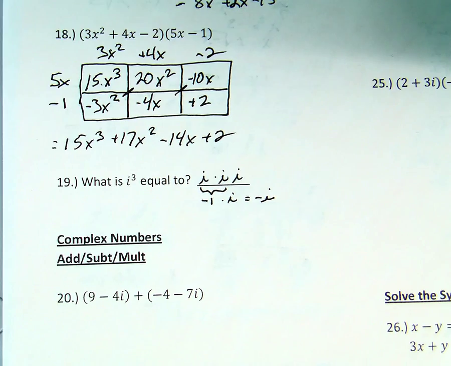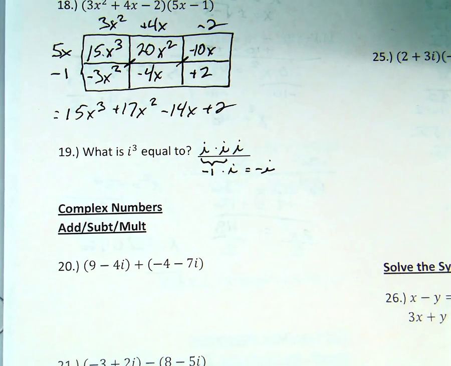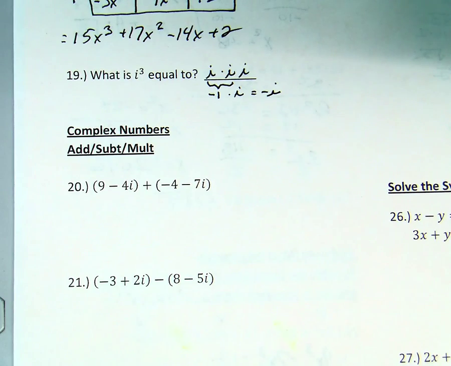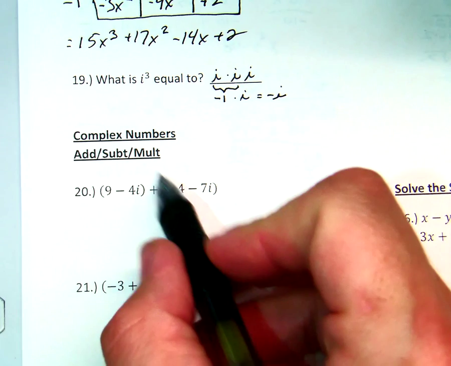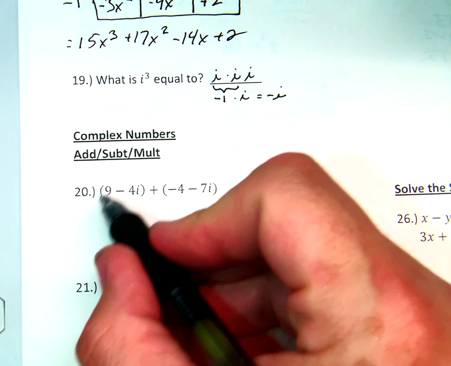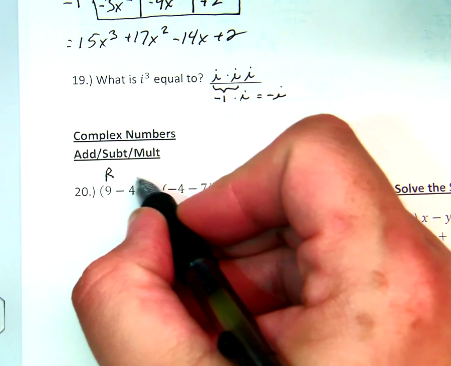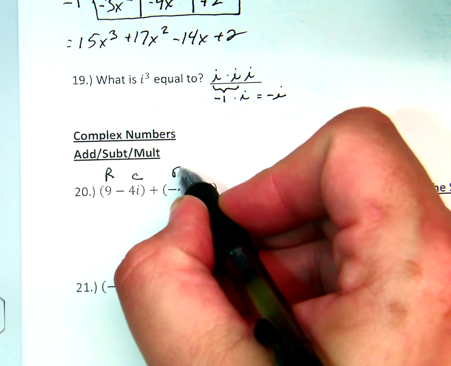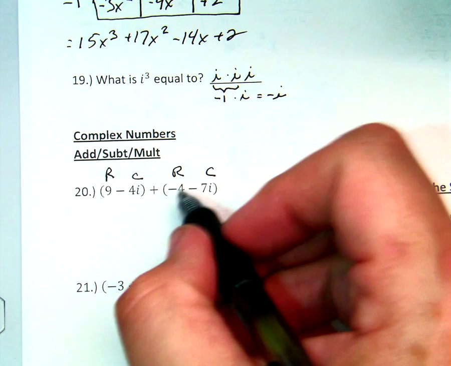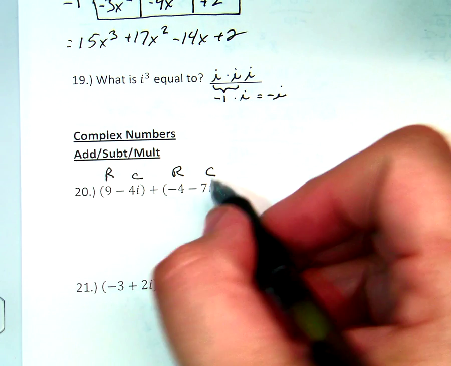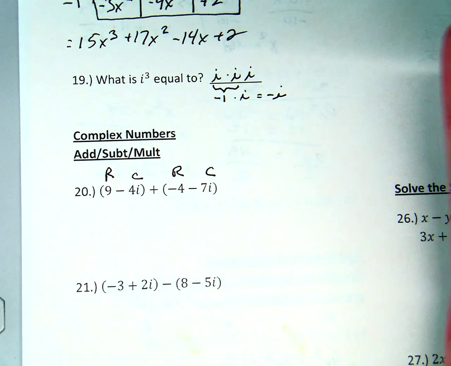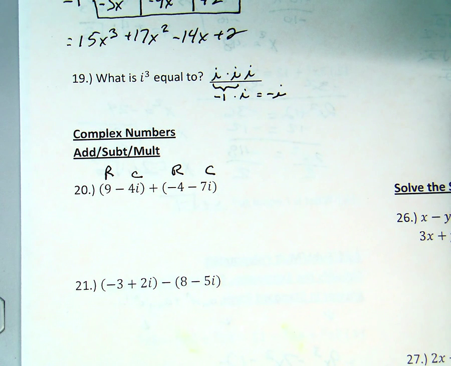Alright, now we're getting into some complex numbers. And when we're adding or subtracting, we can only add the real part. That's the real part, and that's the complex part. That's the real part, and that's the complex part. Because we can only add the i's together. It falls under the same rule of you can only add like terms. So you can only add reals to reals and complex to complex.